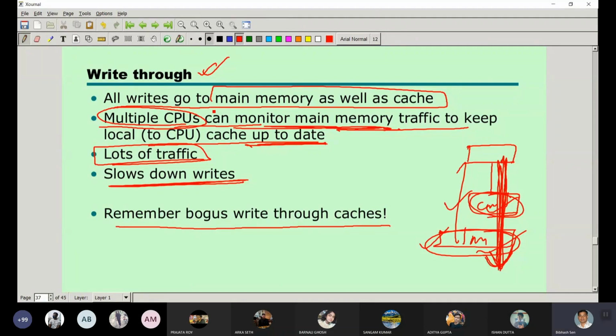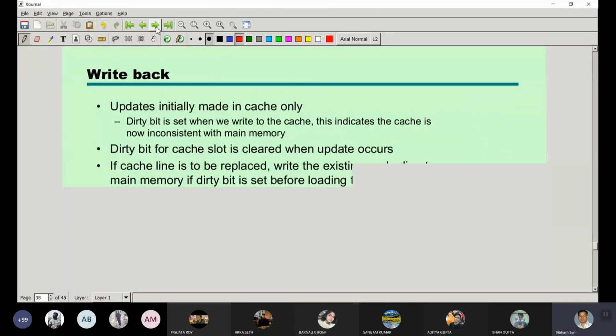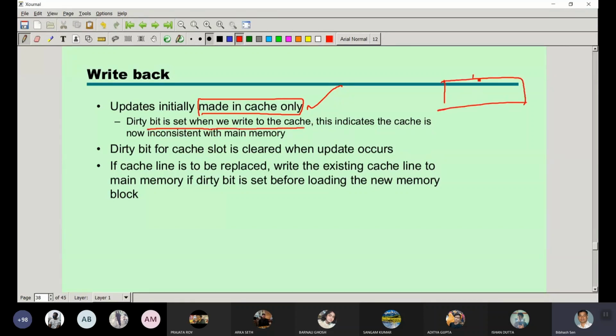So it is better we will write once and update once. That's why write back updates are initially made in the cache only. So remember this point: the dirty bit is set when we write on the cache. So there is a tag, line number, and block offset. There is another bit that I have not mentioned. It is not associated with the mapping. It is associated with the writing or updating policy.